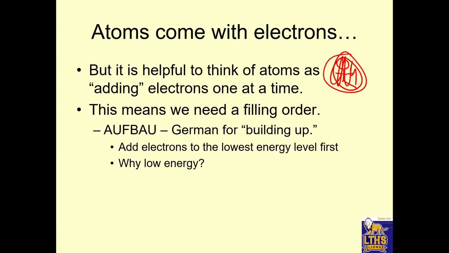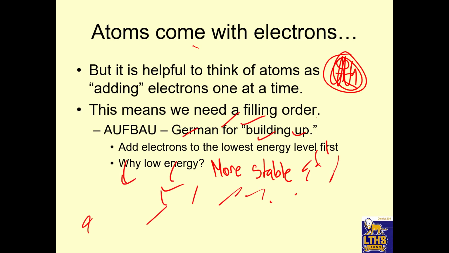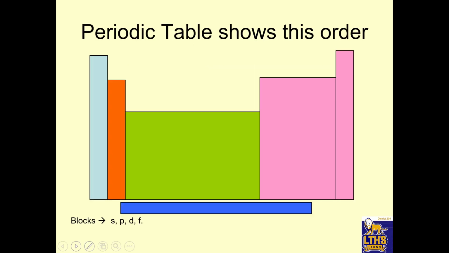But it is helpful to think of electrons being added one at a time. When we add these electrons, we need a filling order. Aufbau is German for the principle of building up. We add electrons to the lowest energy level first. Why low energy? Because that is more stable. The lower your energy, the more stable you are. If I was very twitchy, you'd think, oh no, Folly's going to lose his mind on this podcast. But if I'm more stable, you'd expect the opposite.